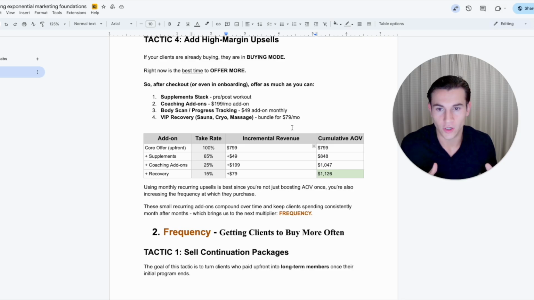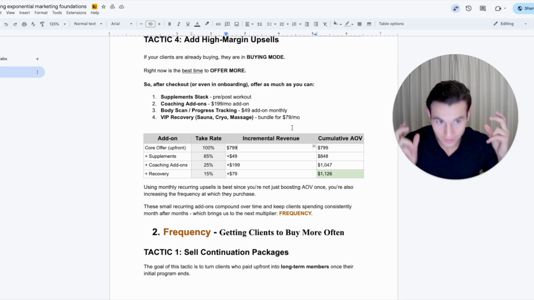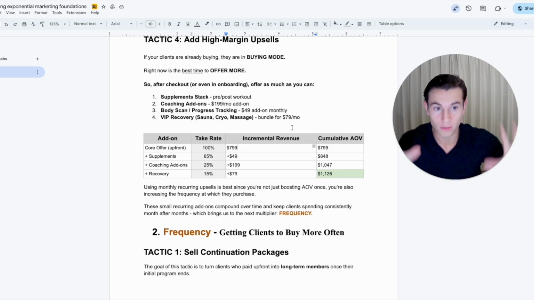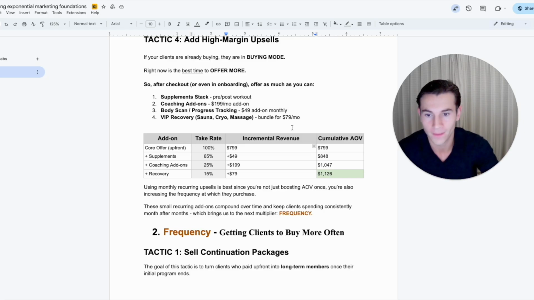Okay. So you have to collect cash. That's what we're trying to do. We're trying to get the most amount of money up front. That's all we're trying to do.